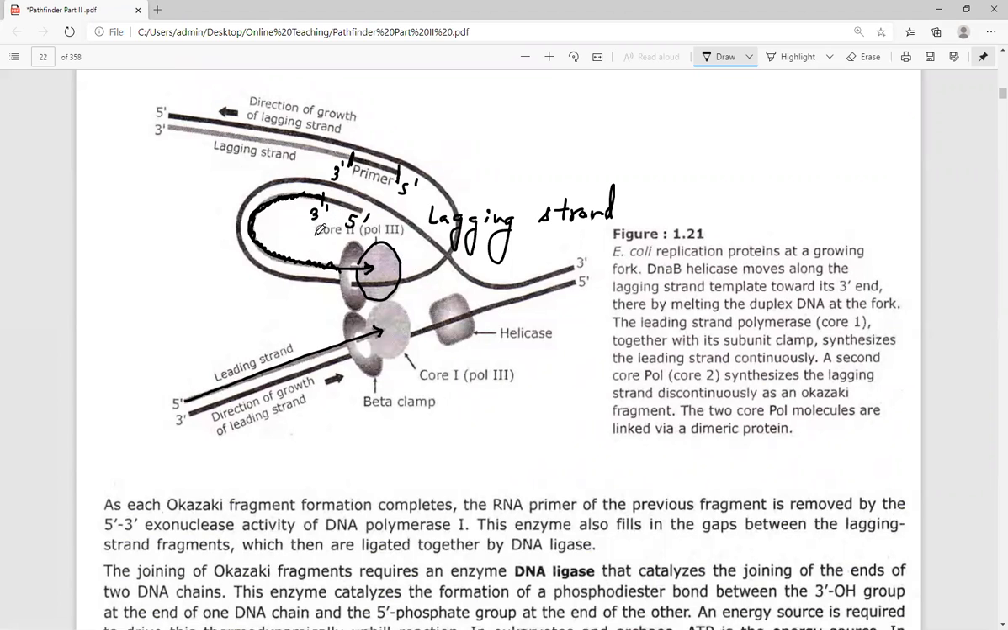These fragments which are being produced are referred to as Okazaki fragments. Those Okazaki fragments will be filled in with the help of the DNA polymerase enzyme. DNA polymerase II and DNA polymerase I are going to function, and then they are going to fill that Okazaki fragment. Okay, moving forward. Next point.